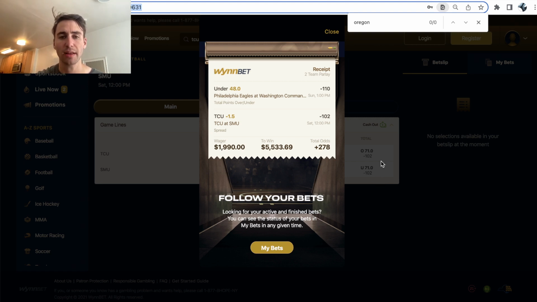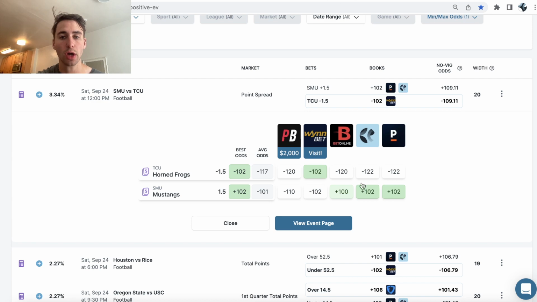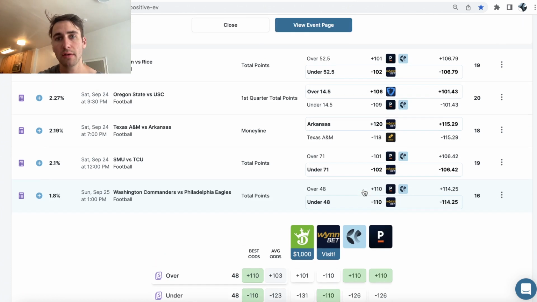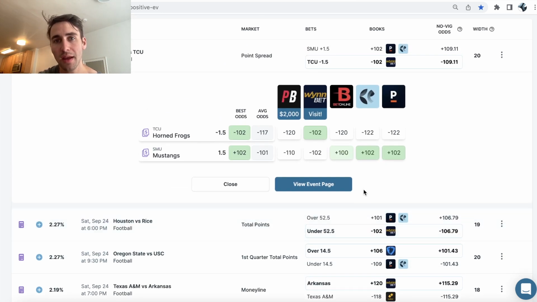This is the first pick I locked in. Under 48, Eagles, Commanders, and TCU minus 1.5 at minus 102 odds. Two sharp bets with value. And as a sharp bettor, you're always looking for value, right? It's kind of like being an investor who's allowed to buy every single stock $10 cheaper than everyone else, right? You're just gonna win in the long run because you're buying everything cheaper than everyone else. That's why you're always looking for value as a sharp bettor.